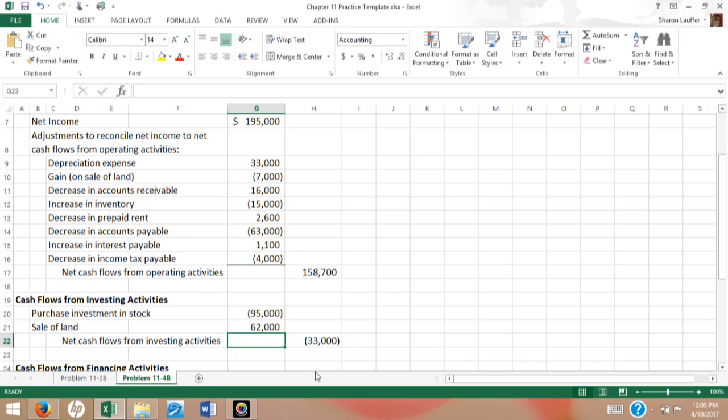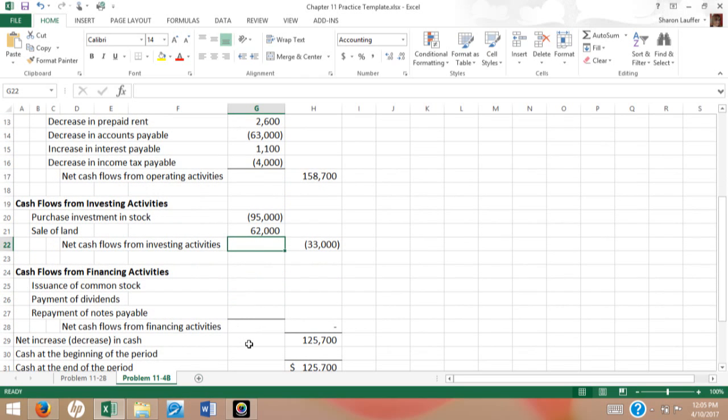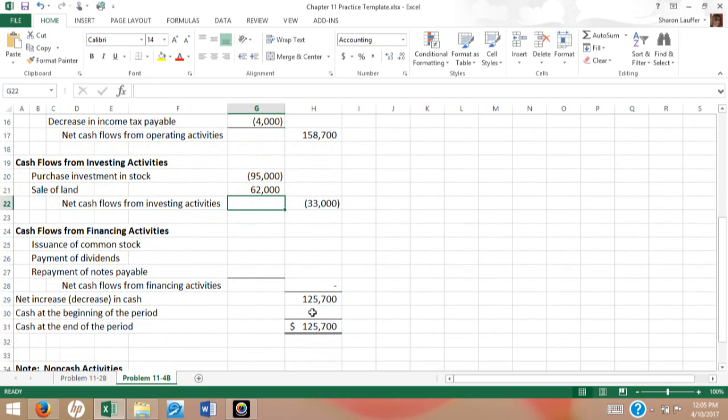So then we have net cash flows from investing activities of a negative $33,000, which means we actually used more cash than we were provided in our investing activities. And if you look at those two numbers, that makes sense. We paid a lot of money for that stock investment. We didn't make as much when we sold the land, which is not necessarily a bad thing. Hopefully that investment will generate some revenue later on.